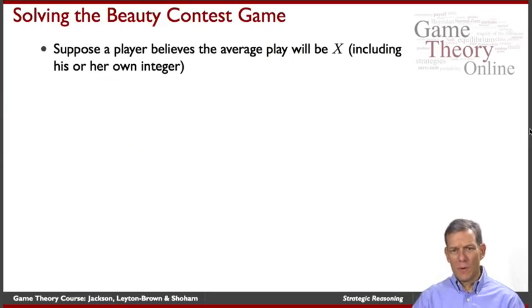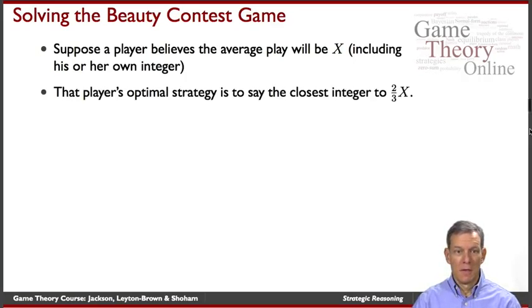So how are we going to reason about this? Suppose that I think that the average integer named in this game is going to be some number x. So including my own integer, I think this is going to be the average. Well, what has to be true about my reply to that? My reply should be 2/3 of x, right? I should be naming the integer closest to 2/3 of whatever I believe the average is going to be. So my optimal strategy should be naming an integer closest to 2/3 of x.